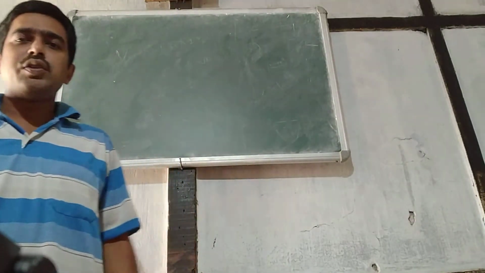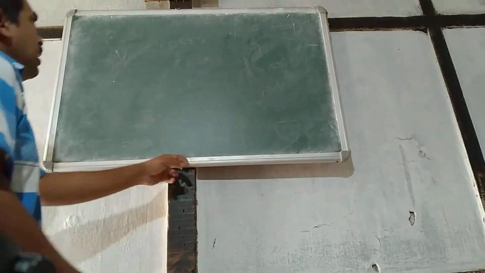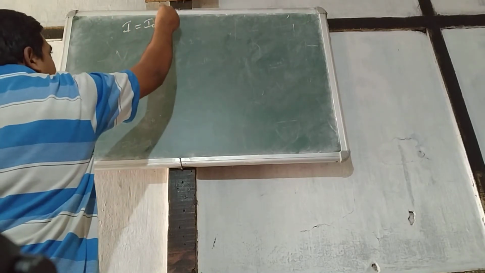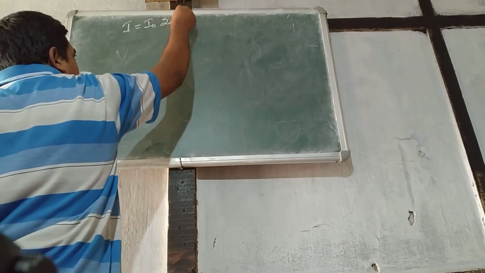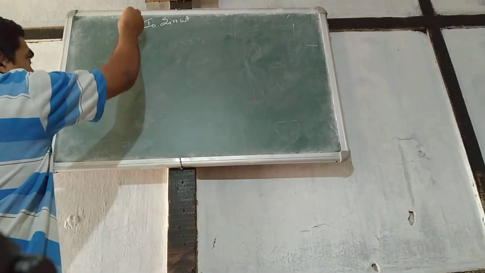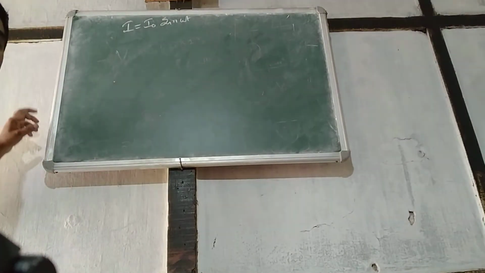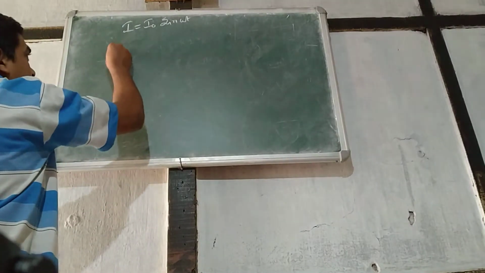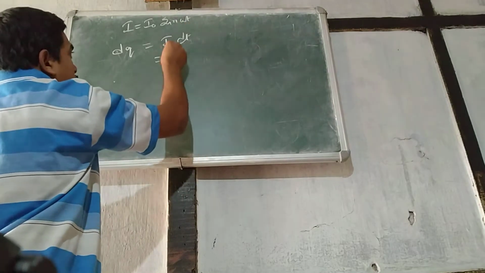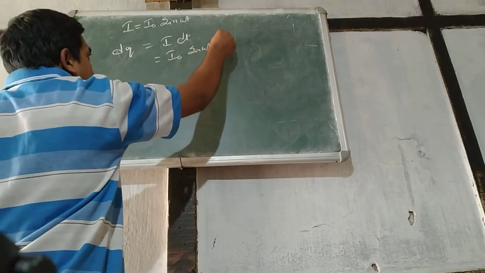Today we will start average value of AC. Suppose an AC current I equal to I naught sin omega t is applied. Then the amount of charge associated with this current: suppose for dt time the current remains constant. So the amount of charge dq equals I dt equals I naught sin omega t dt.